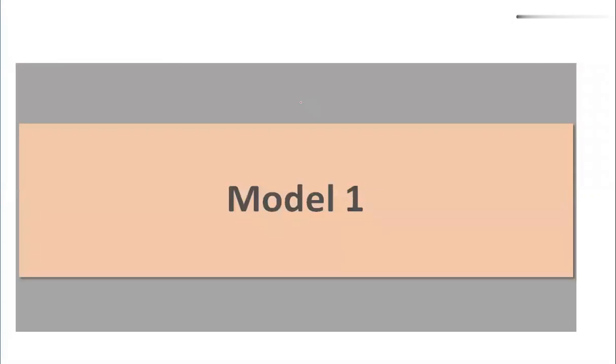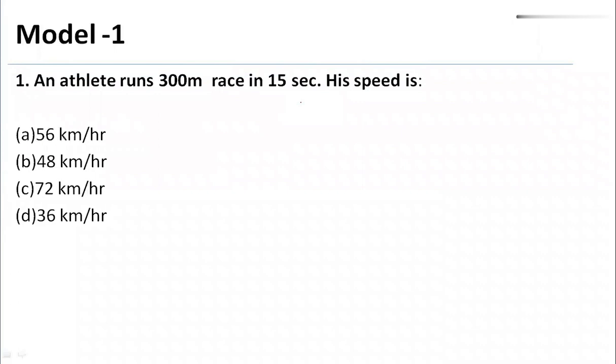Next one, model 1. So only the first question, second question, third question are going to be little easy, but not the remaining. Make sure that whenever you have a doubt, get the topic cleared. Solve this question and share the answer option in chat box.